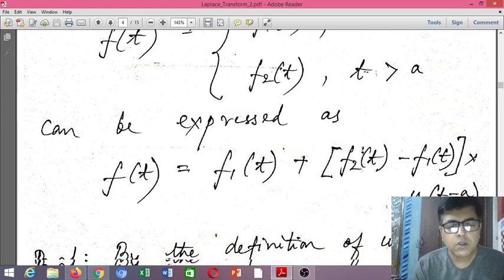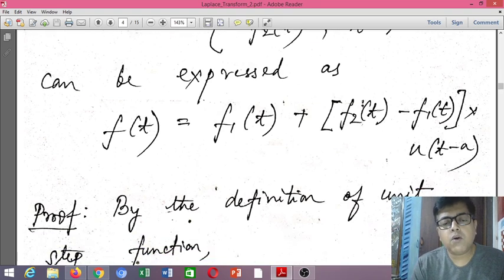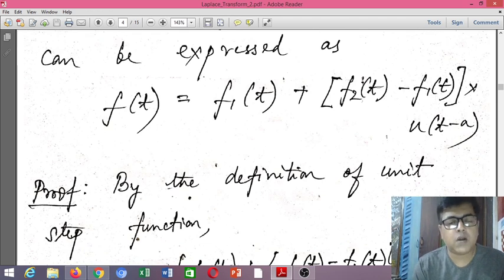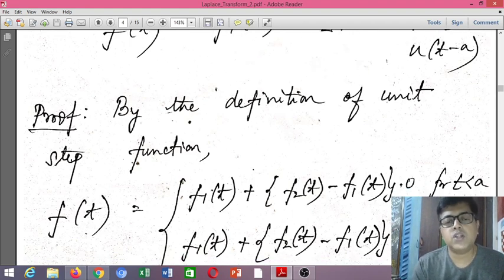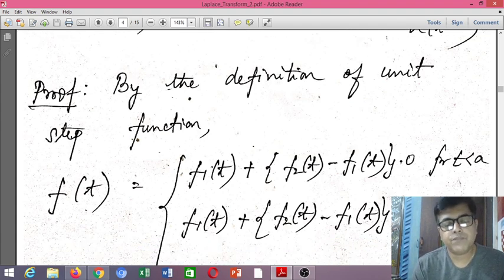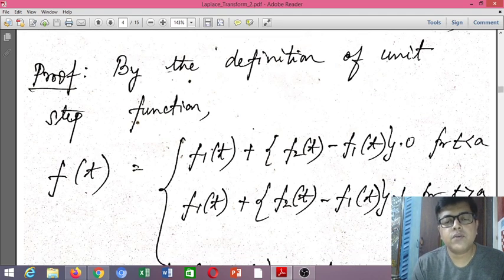It's a very simple proof though, but I'm going to do it. Now, from the definition of the unit step function, which we have just now discussed, we can write, because we just discussed the concept of the product function f(t) into u(t minus c), we just remember. So if we use that concept over here, f(t) can be written as f1(t) plus f2 minus f1(t) into 0, because my target is to prove that f(t) is equal to f1(t) plus f2(t) minus f1(t) into u(t minus a). So I write f(t) equal to f1(t) plus f2(t) minus f1(t) into 0 for t less than a, and for t greater than a, it will be f1(t) plus f2(t) minus f1(t) into 1.